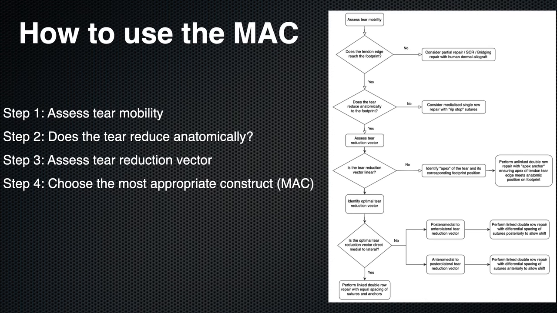If it does reduce anatomically to the footprint, next assess the tear reduction vector. If this is nonlinear, then consider an unlinked double row repair using an apex anchor technique. If it's linear, then consider the optimal reduction vector and perform a linked double row repair with differential spacing of anchors and sutures to allow a shift to occur in the appropriate direction.